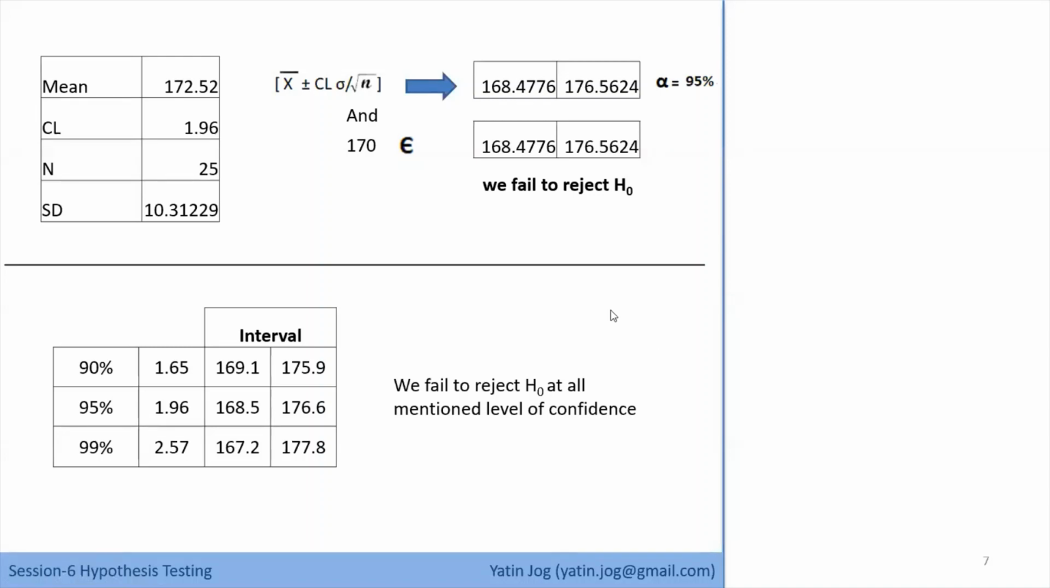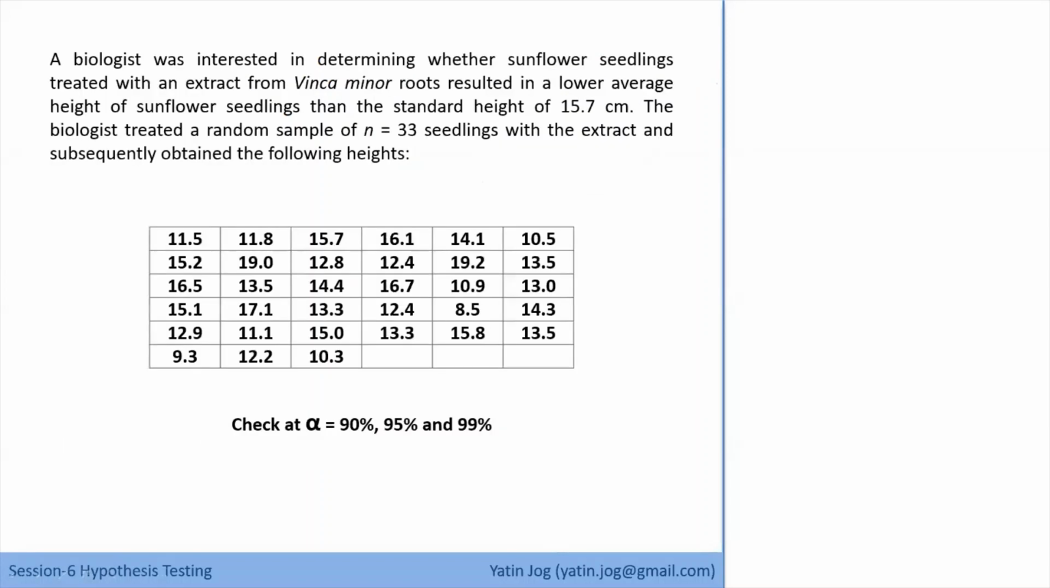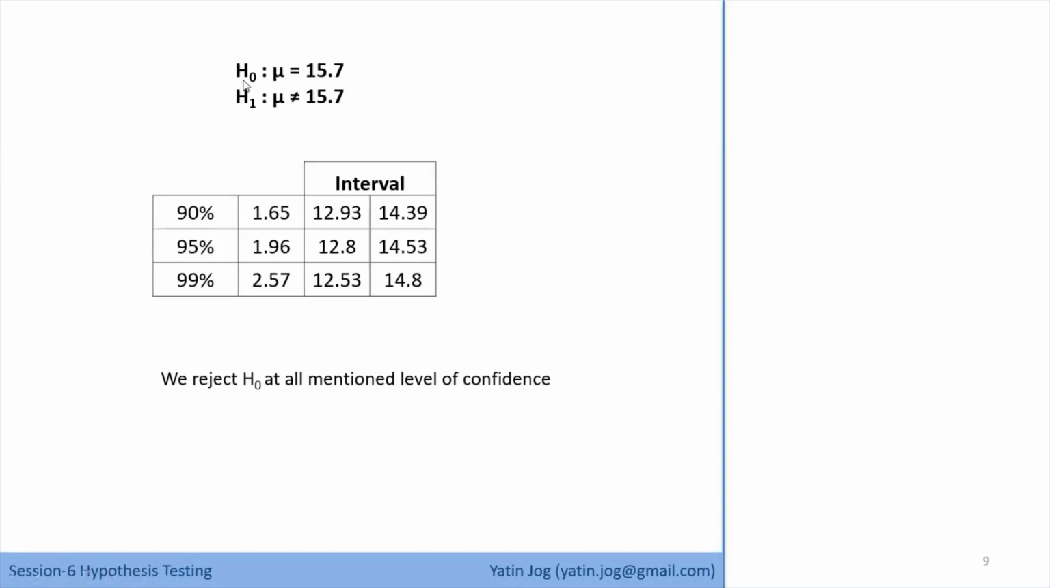Yes, sir. Okay, so now try to solve this problem. Data is given to you in Excel already. From the problem, you can come to know that my H0 will be mu is equal to 15.7. That is my H0. N is given to you as 33. Use the constants, use the formula, and tell me the accept range for all confidence levels and whether to accept or reject my H0. When H0 is mu equal to 15.7, I'll check whether 15.7 is part of my intervals or not.